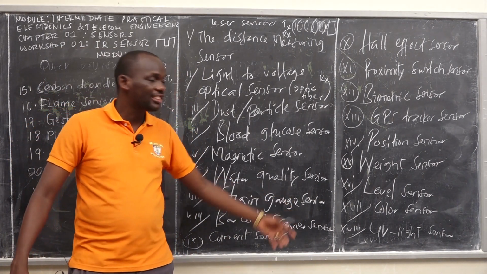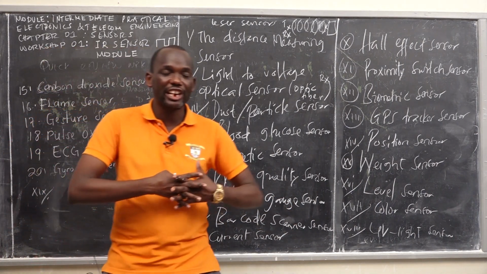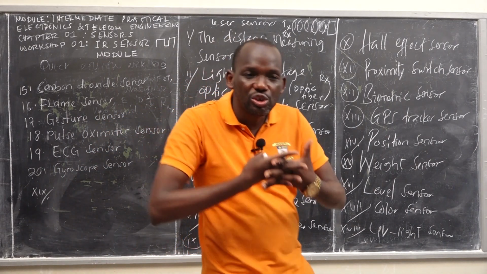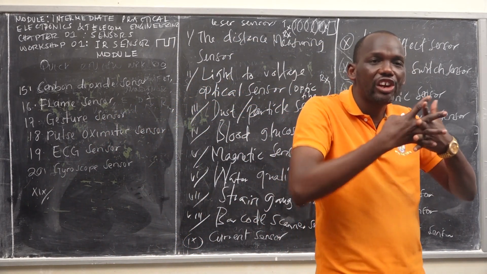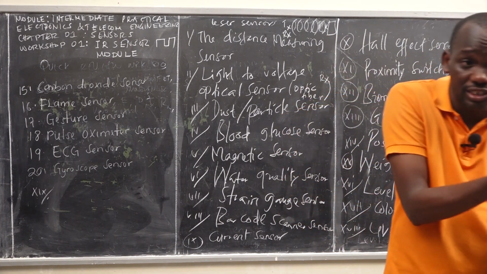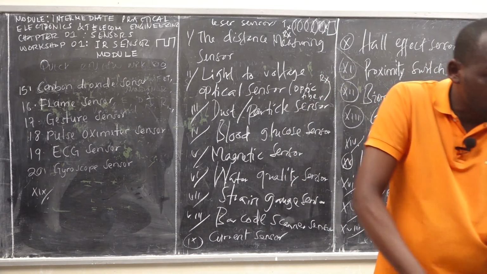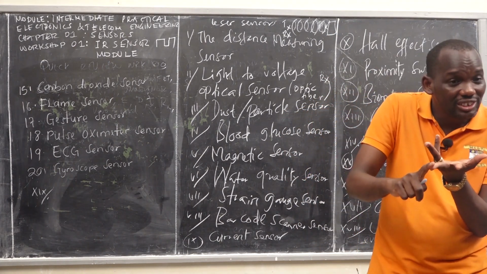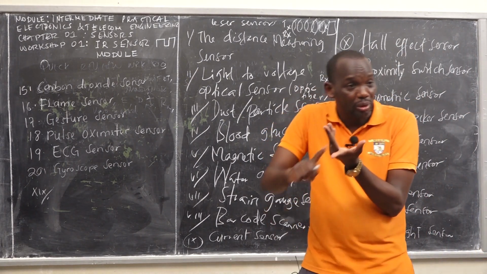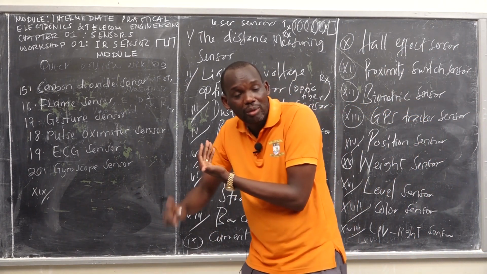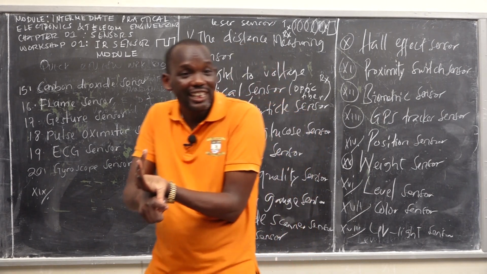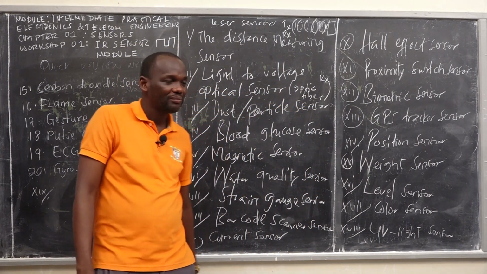Strain gauge sensor, this is the sensor for measuring the strength of the material. Just like strain, the concept of strain we taught in elasticity. We talked about strain. We talked about stress. We talked about Young modulus. We talked about shear modulus. We talked about bulk modulus, etc.